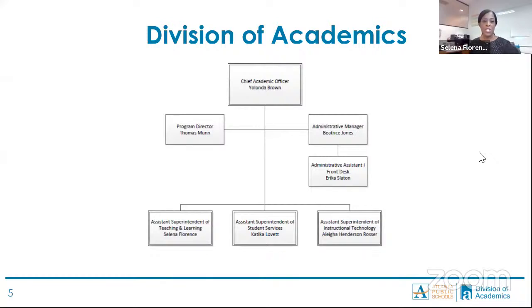So a little bit about the Division of Academics. We are led by our Chief Academic Officer, Ms. Yolanda Brown. We have 3 different departments within the Division of Academics. My name is Selena Florence, and I am the Assistant Superintendent for Teaching and Learning. We also have Student Services, which is led by Dr. Katika Lovett. And then finally, we have Instructional Technology, which is led by Aaliyah Henderson-Rosser.